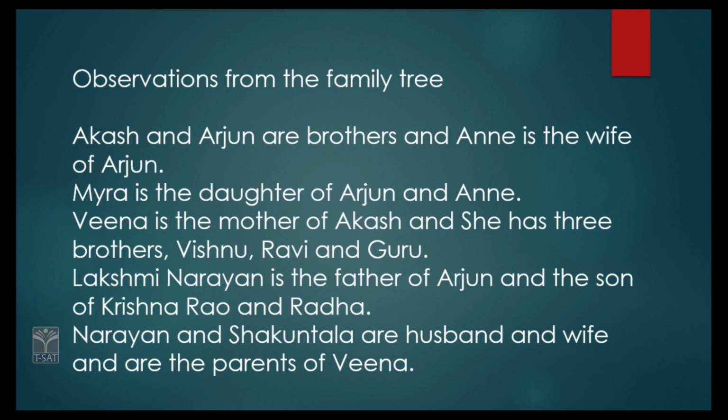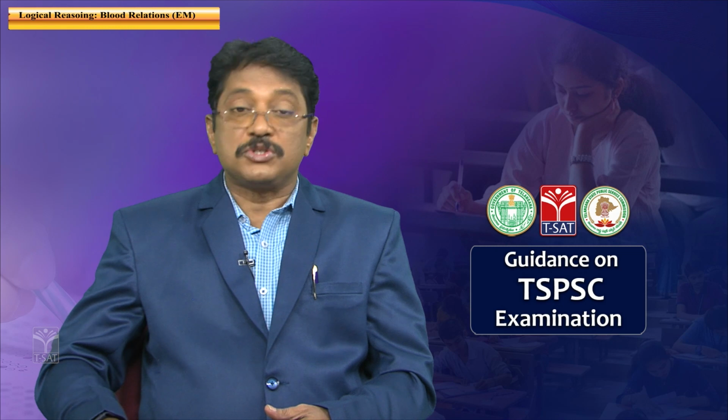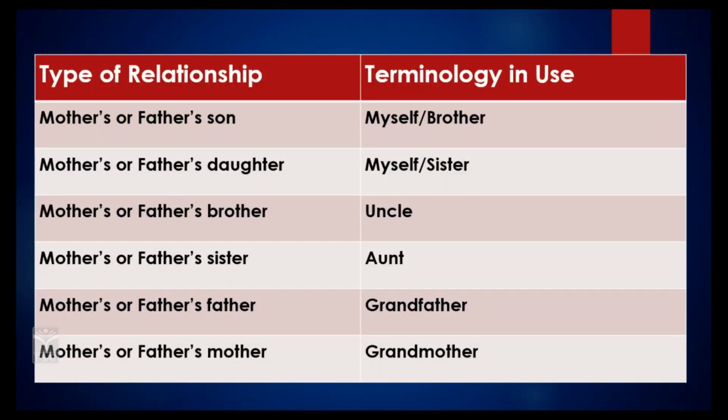Now, what are the common terms we use for blood relations? I am going to discuss them now. Here the types of relationship are given along with the terminology used. Generally, the son of our mother or the son of our father is a brother to us, correct? And the daughter of our mother and the daughter of our father will be considered a sister.